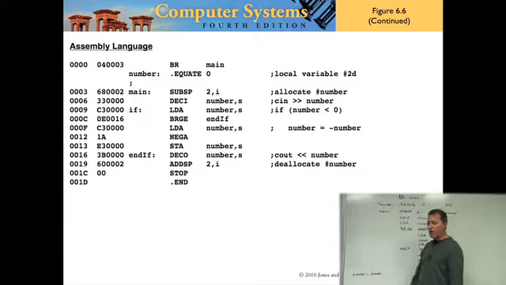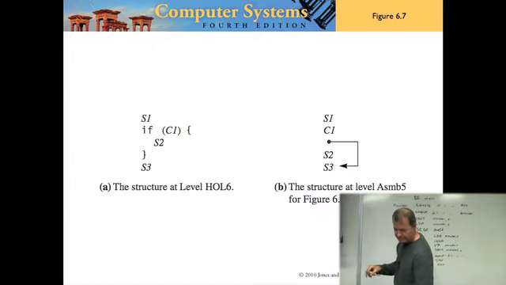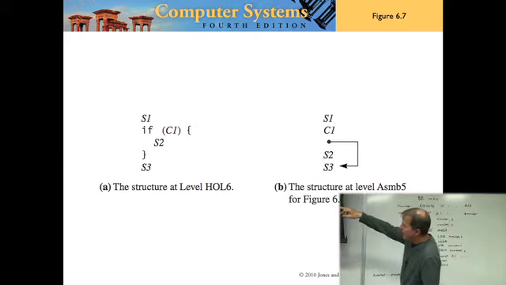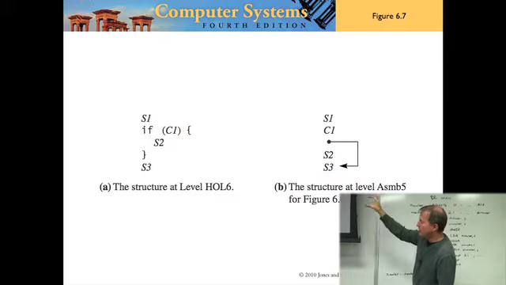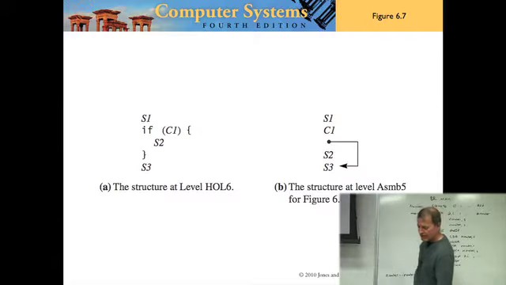Okay, now here's one more thing. Here's a little picture of how it's structured in figure 6.7a, how it's structured at level HOL6. You indent, you have the brace and you indent, but at level 5, you actually have to do this test with the branch, and then you change the value of the program counter so that the next instruction to execute won't be the one that physically follows it, right? So this little diagram shows the difference between HOL6 and level 5.